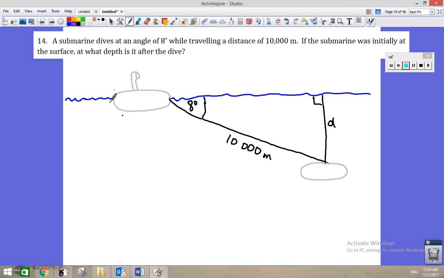Now, normally I would draw sharks and stuff like that, but I need to try to get out of here in a little bit. Alright, so which trig ratio would use the opposite leg and the hypotenuse? That would be sine. So the sine of 8 degrees would be equal to d over 10,000. So to solve for d, we multiply both sides by 10,000.